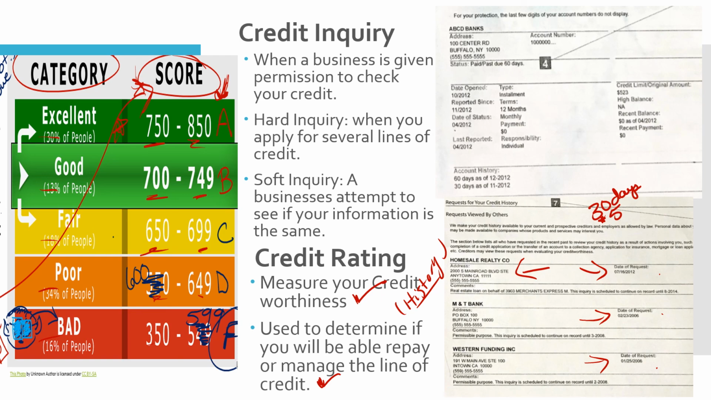So that's what's called a hard inquiry. Hard inquiries are when you're applying for a line of credit. Then you have a soft inquiry, where the business just needs to make sure that this address matches the person that they give the line of credit to. That does not have an impact on your score at all. So a soft inquiry is fine. With hard inquiries, if there are too many, it can be detrimental to you.